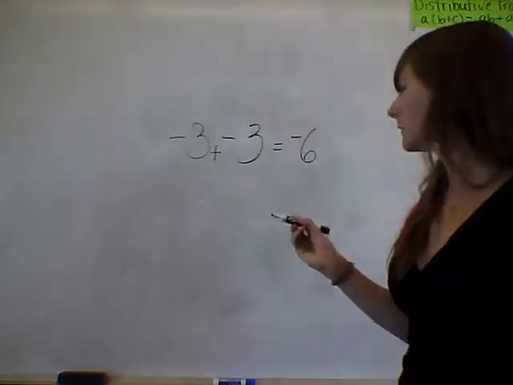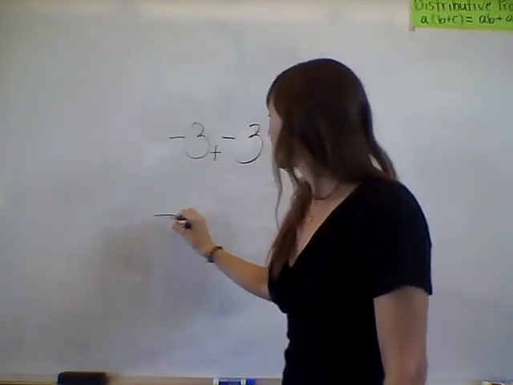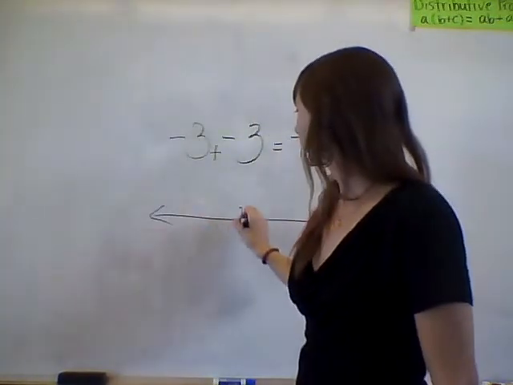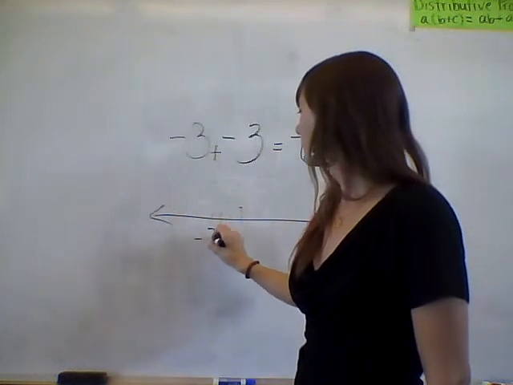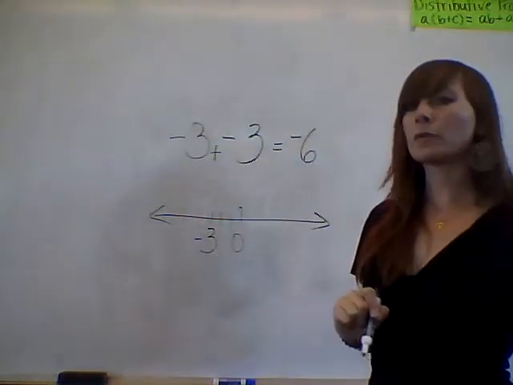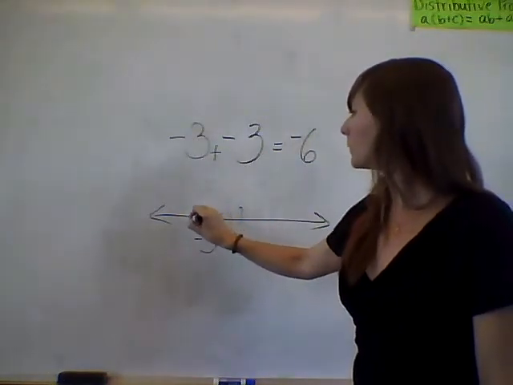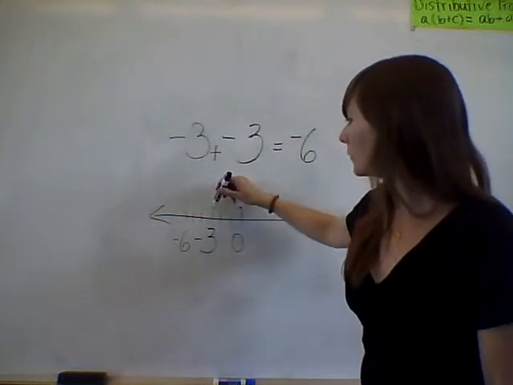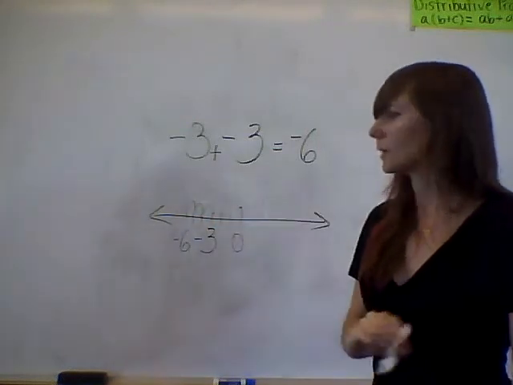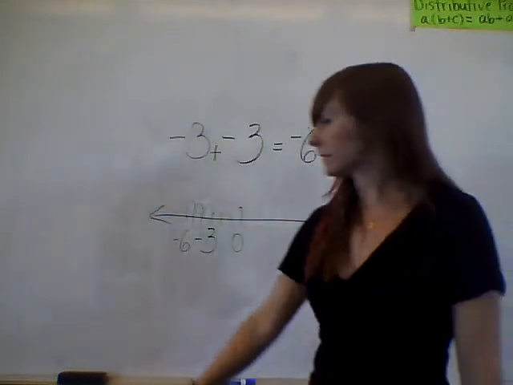And it's negative 6. On a number line, if I was at negative 3 and I subtract 3 from it, I'm going to go 3 farther in the negative direction. 1, 2, 3. And I'm at negative 6. And that's my answer.